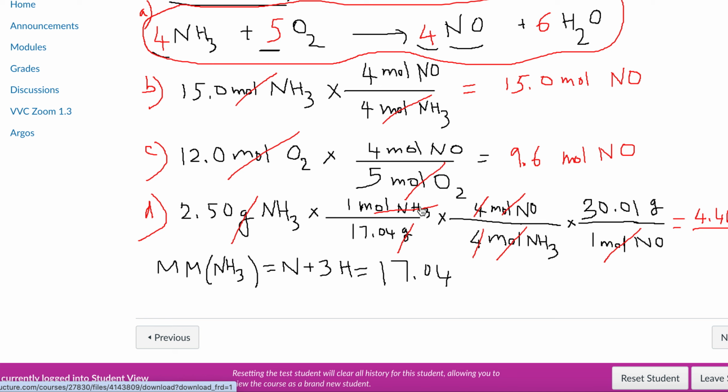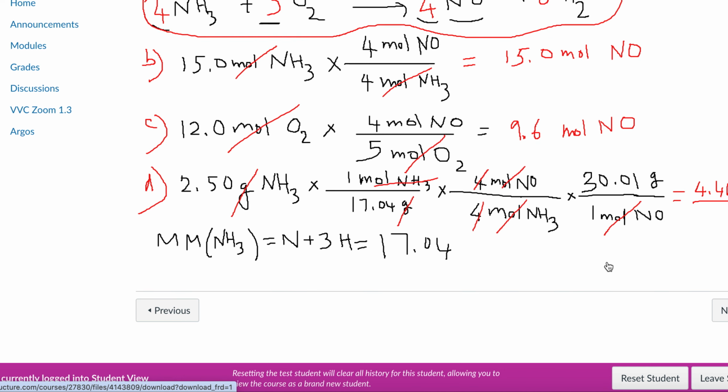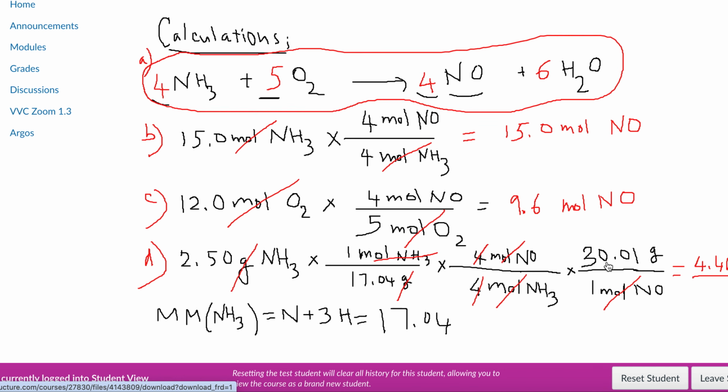That's converting gram to mole, and then you have the ratio of 4 moles of NO every 4 moles of ammonia. You cancel out, and then you're converting NO to gram. Molar mass of NO is 30.01 gram per mole. You cancel out a mole. You take 2.5 divided by 17.04, and 4 is the same, times 30.01. You should get about 4.40 gram. Okay, that is stoichiometry.